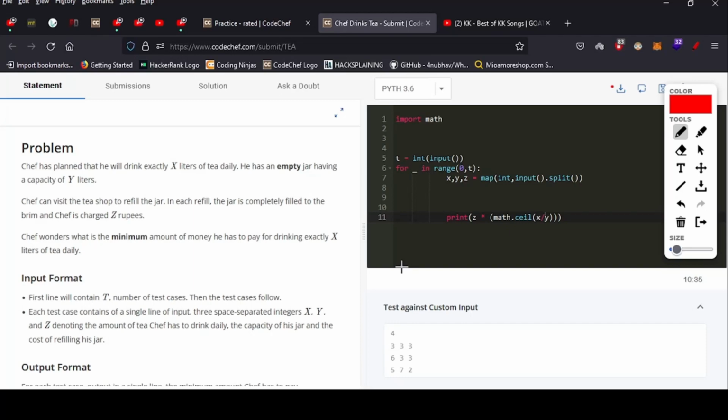To solve this problem, first we have to take three inputs: X, Y and Z. Then we need to find out how many times chef needs to refill his jar. If a Y liter jar holds X liter of tea, then 1 liter of jar holds X by Y liter of tea, or chef needs to refill the jar X by Y times, and then we simply multiply with Z to find the output.